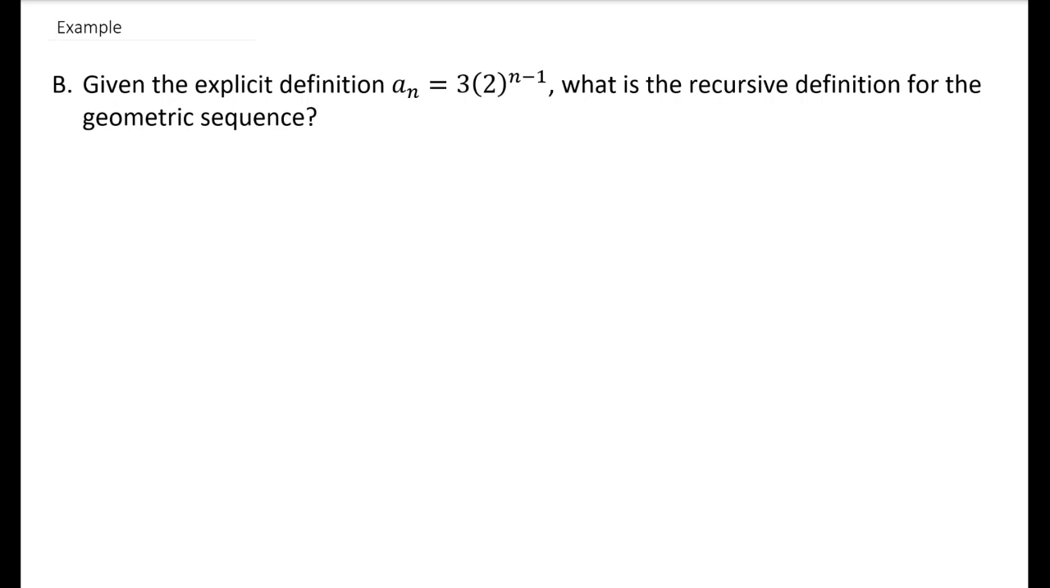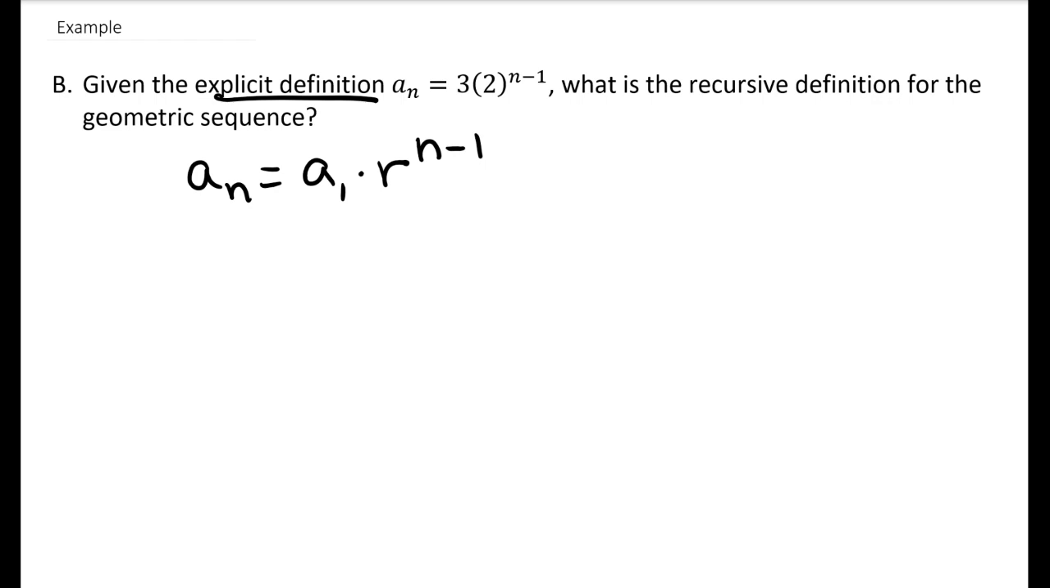So this time they're giving us an explicit definition. We want to convert it to the recursive definition. So how do we go about doing that? Well, first off, from the explicit definition, remember we said that the explicit definition is a sub n equals a1 times r to the n minus 1 power.